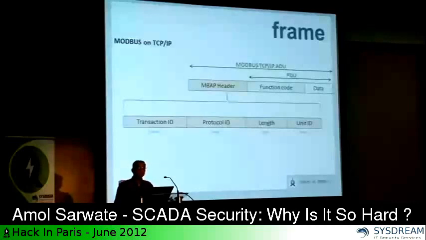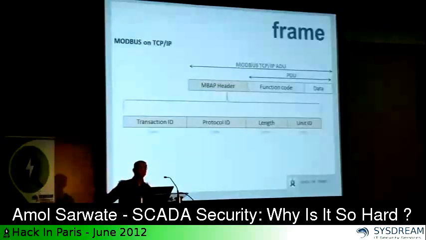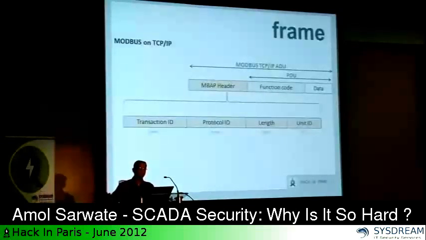Yeah, you can only have 256 units connected to that particular server, but there are thousands of these servers. So there could be one server on, say, one tower which has 256 units, and there could be thousands of these servers.